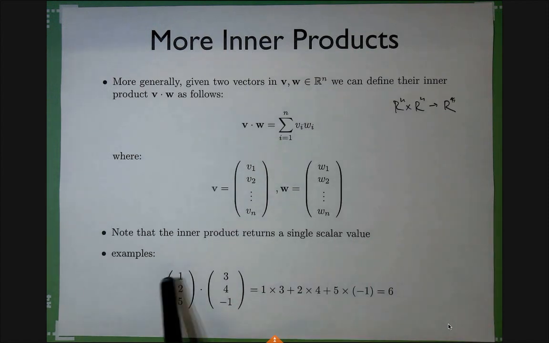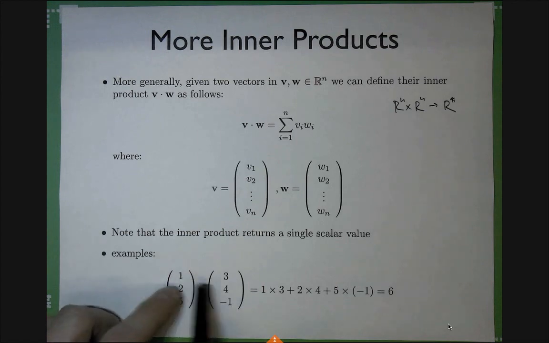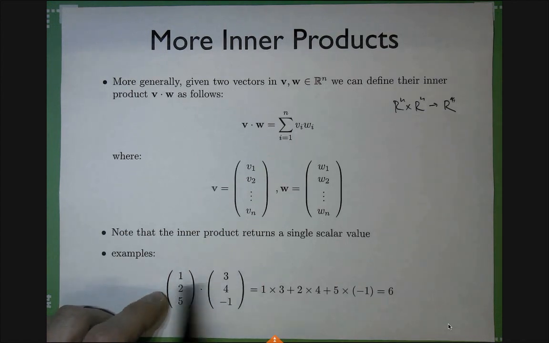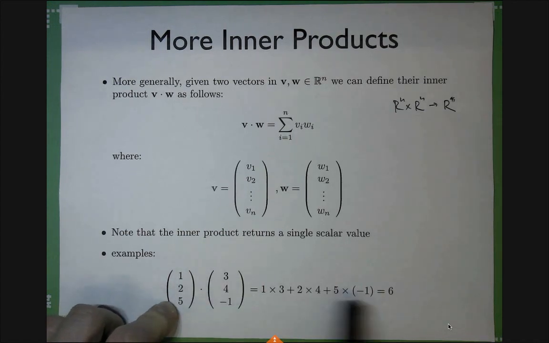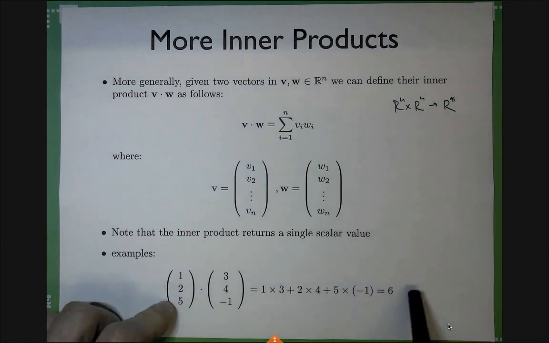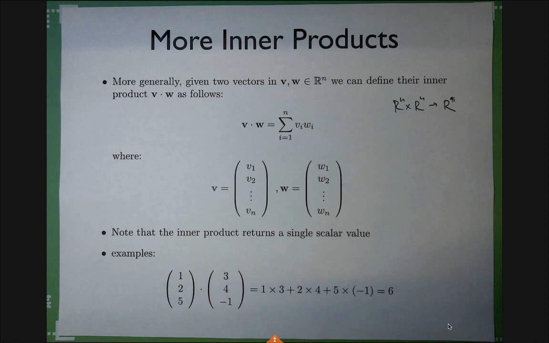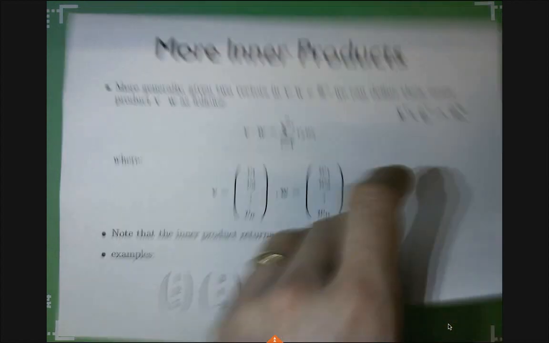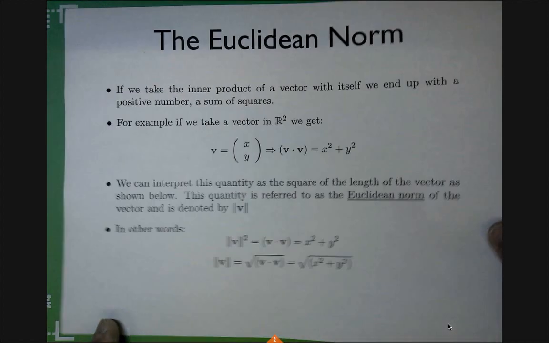And just as I said, you just take the individual coordinates, 1 times 3 plus 2 times 4 plus 5 times minus 1, sum it all together, and that's the result. That's an inner product, which is an incredibly important concept in linear algebra. And it's closely related to the concept of Euclidean norm.